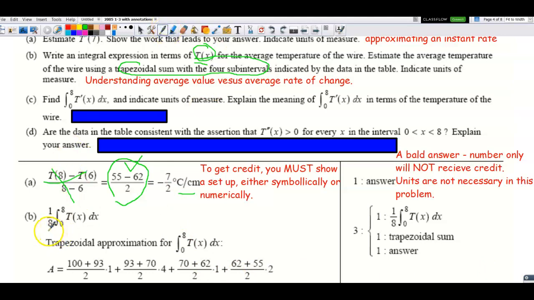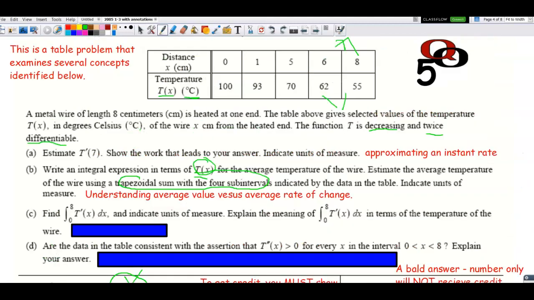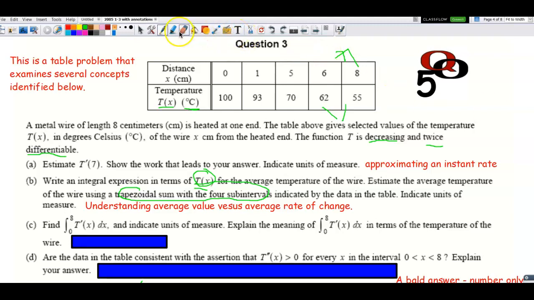So if you come down here to part B, 1 over b minus a from a to b of T of x, in this case dx. That's the integral, so we're going to get 1 point for that integral. Then the trapezoidal approximation, so let's clear the board up here. We were going from 0 to 8, so I'm going to do a trapezoid. I'm just sectioning off. I'm not saying we're doing rectangles. That was terrible. Let's redo that.